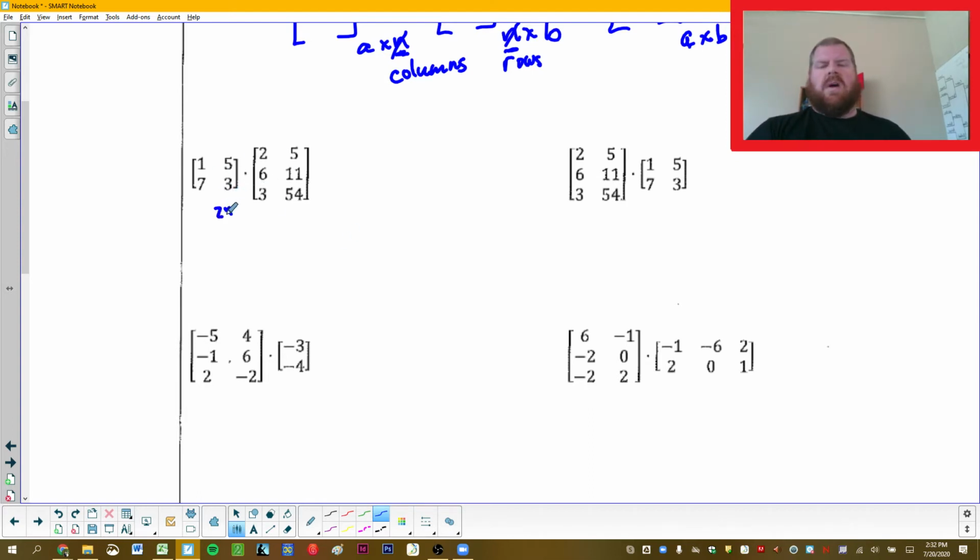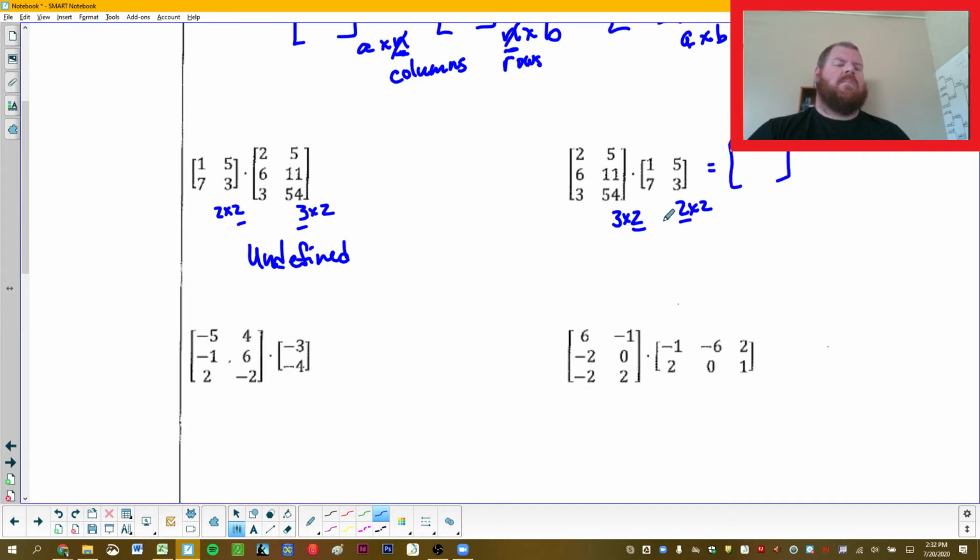This is a 2 by 2. This is a 3 by 2. Since these do not match, this will be undefined, and we don't have to worry about it. This one here is my 3 by 2. And this is a 2 by 2. Since these do match, it will work, and it's going to equal a matrix that is 3 by 2.